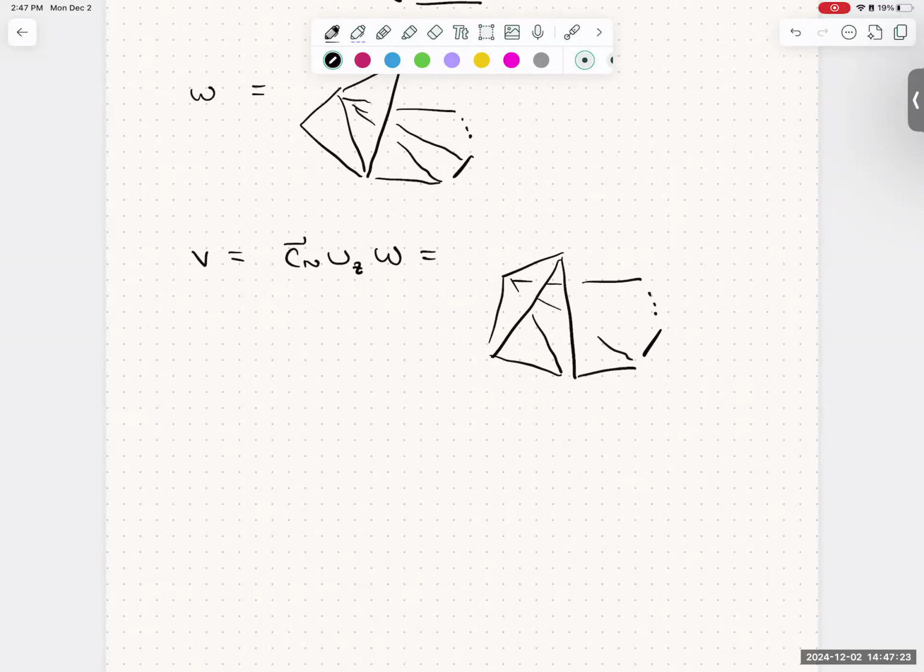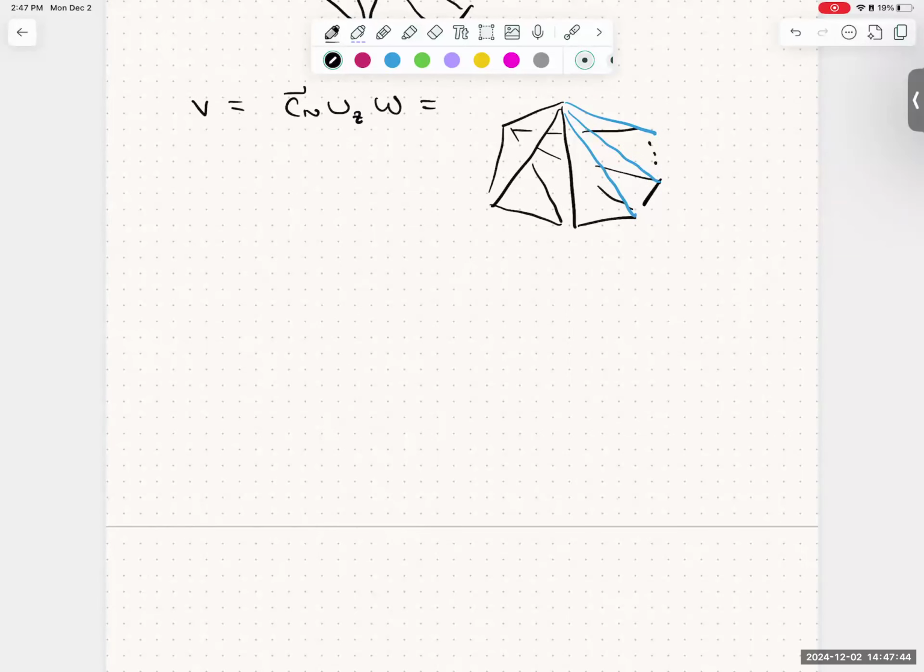So I just drew the W part, and then I will maybe add the extra lines in like this. Okay, and then there's another decomposition of V that we will look at later. So this is L along M of R.